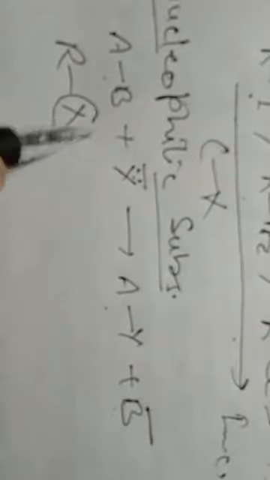Okay children, so in alkyl halides, the halogen atom is also displaced by stronger nucleophiles like hydroxide, cyanide, and amino group. So these are the comparatively stronger nucleophiles which displace the halogen atom from alkyl halides to form different types of compounds.